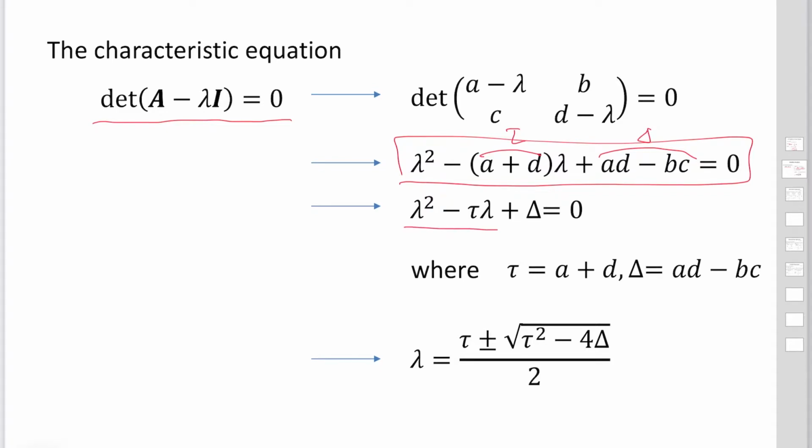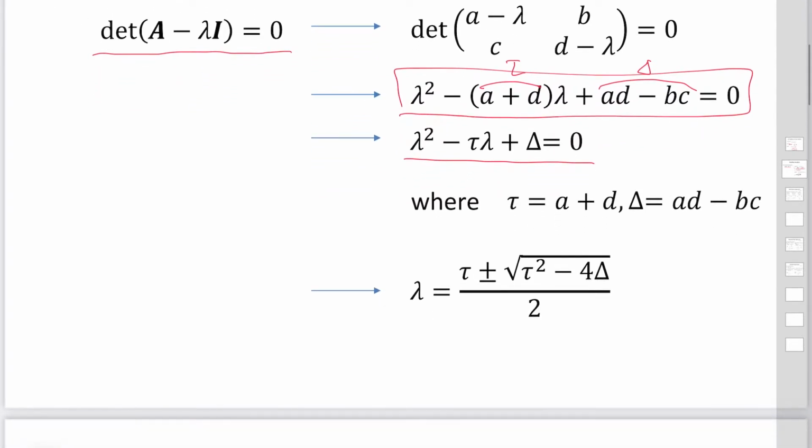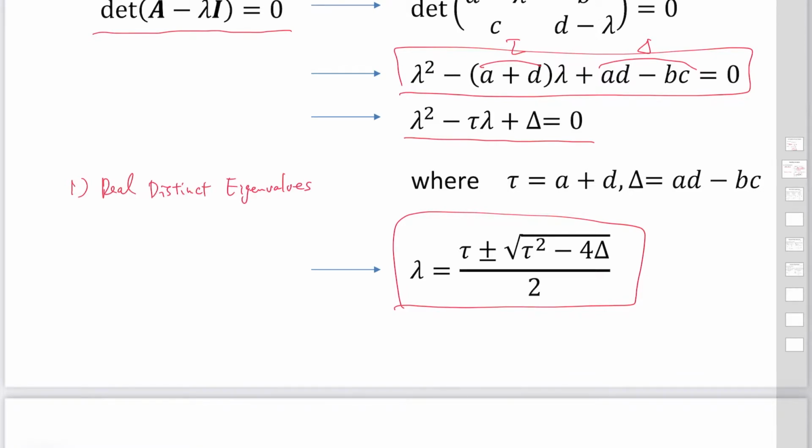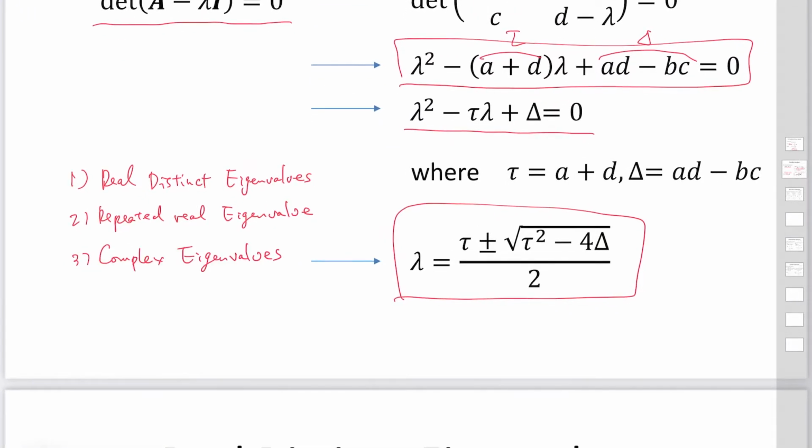So the equation becomes lambda squared minus tau lambda plus delta. Then we solve this equation for lambda, which equals tau plus or minus the square root of tau squared minus 4 delta, over 2. So this is a solution. There are three possibilities. The first case is both lambdas are real distinct eigenvalues. The second case is repeated real eigenvalues. And the third case is complex eigenvalues.